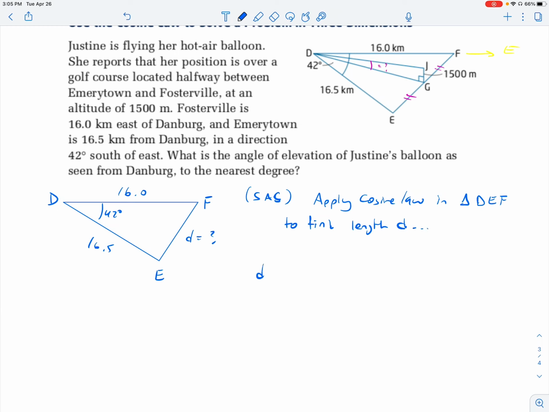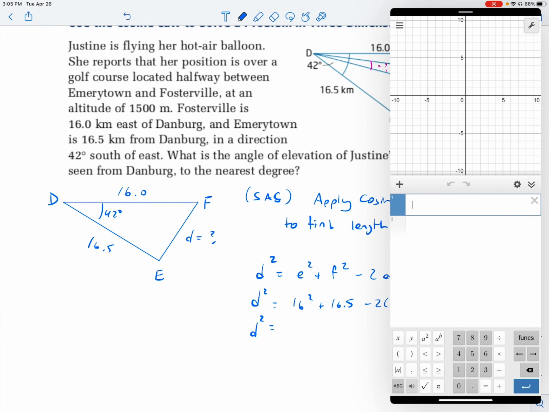So the cosine law says one side squared is equal to the other sides squared, minus 2 times the other sides times cos of the angle at D, the angle opposite to the distance you're looking for. So these always need to be opposites, right? The distance and the angle. Okay, let's plug in what we know. So e is 16, f is 16 and a half, and the angle at D is 42. Okay, plug that all in your calculator, and remember that's giving you d squared, so you have to root it right after.